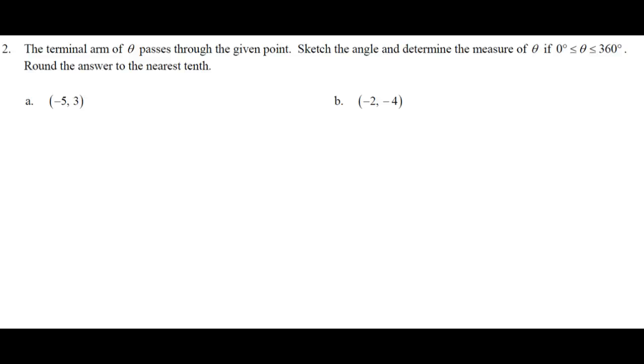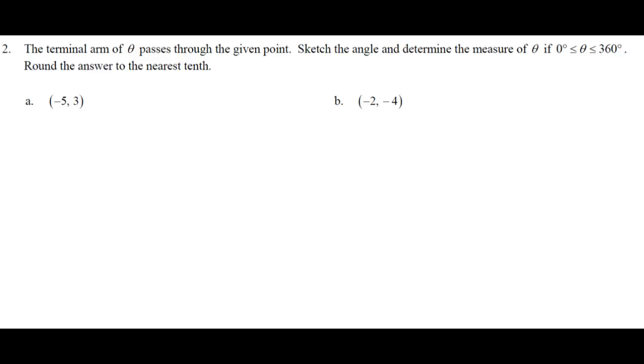Okay, this is important. None of the other stuff isn't, but this actually is fairly important, because you're going to get questions like this. Not only now, it's nice to be able to do it now, but you have to be able to do it when it really counts. Okay, the terminal arm of theta passes through the given point. Sketch the angle and determine the measure of theta if it's between 0 and 360 inclusive. Round the answer to the nearest tenth.